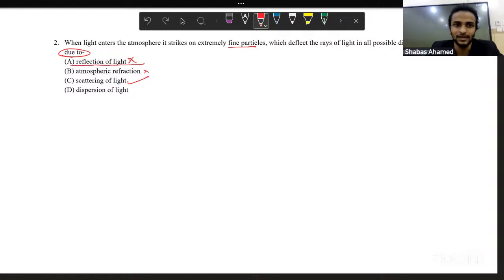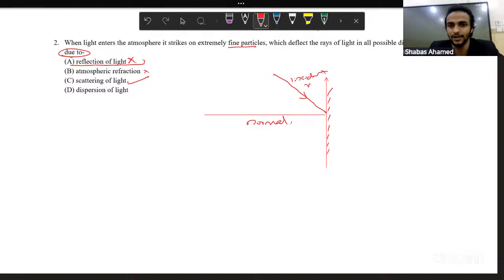So in this case, let us discuss the phenomena, starting with reflection. You already know what reflection is. Suppose this is a reflecting surface, a plane mirror, and this is the normal drawn to the plane of the mirror. A light ray is coming here. This is the incident ray, and this is the reflected ray. The angle between the normal and the incident ray is i, and the angle between the normal and the reflected ray is the angle of reflection. Both these angles will be the same in the case of reflection.